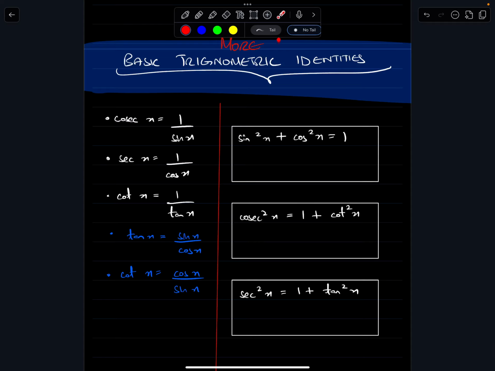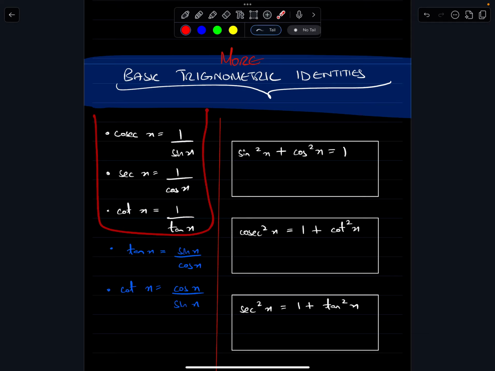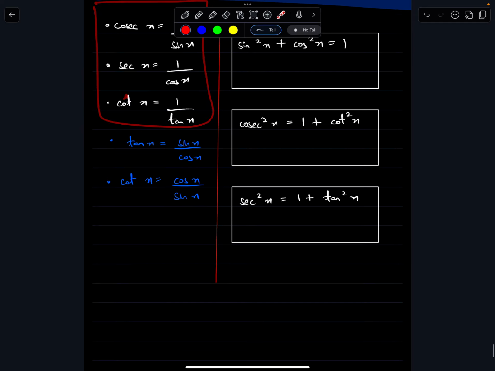Or write some more trigonometric identities. So these three are advanced trigonometric functions. Then we have this identity and this identity, which you must have learned in your first year of A levels, or if you are in add maths, you might be new to these.